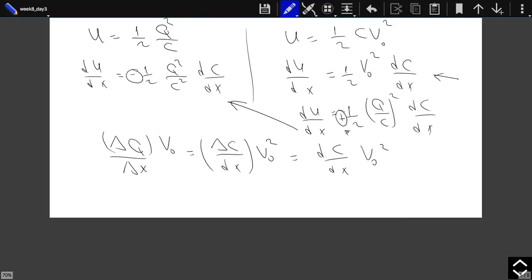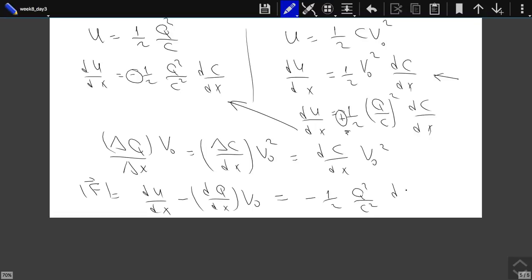The force is just, in magnitude, dU by dx minus dQ by dx times V0, which is equal to minus 1 over 2 Q squared over C squared dC by dx. So we get the same force. Now this is for connecting it to a battery.